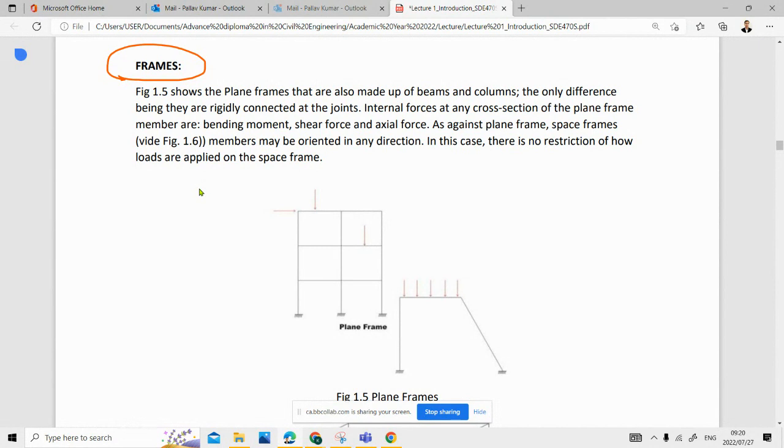Another is a frame, and once the word frames comes into the picture, plane frames are also made up of beams and columns. And here they have mentioned the only difference being they are rigidly connected. So tell me, what do you mean by rigidly connected and hinge connected? Tell me, what do you mean by the word rigid? Anybody?